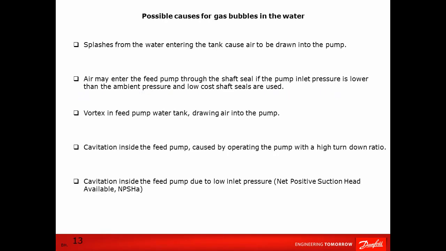And cause gas bubbles in the water. Take your time and read through before we look at some of them in more detail.